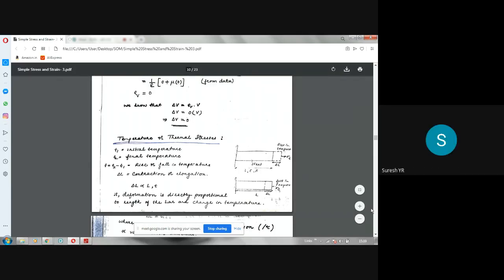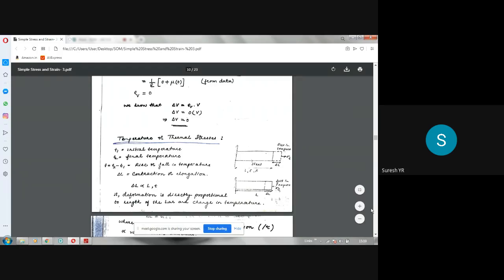Yes, sir. Okay. So in the earlier classes, we discussed the elastic constants. There are four elastic constants: Young's modulus E, rigidity modulus G, Poisson's ratio mu, and bulk modulus of elasticity K. And we also derived the relationships between them. There were three important relations we derived. By knowing any two, we can find out the other two.